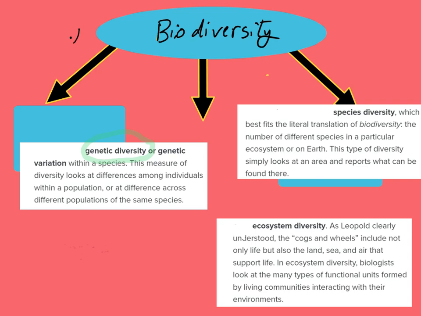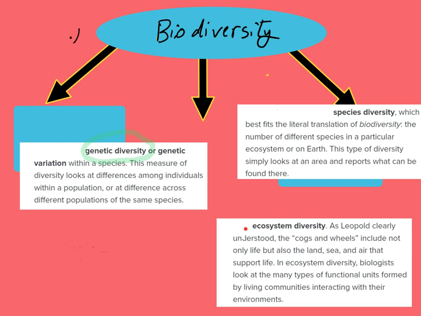It is the best-fit literal translation of the term biodiversity: the number of different species in a particular ecosystem or on Earth. This type of diversity simply looks at an area and reports what can be found there. So, all kinds of species that can be found in a certain habitat.